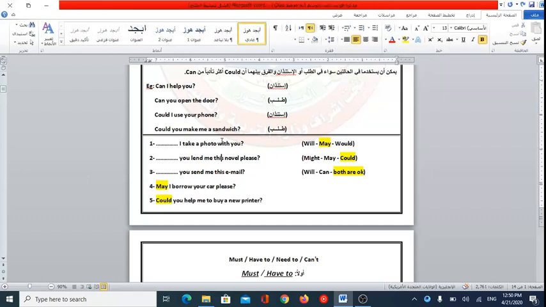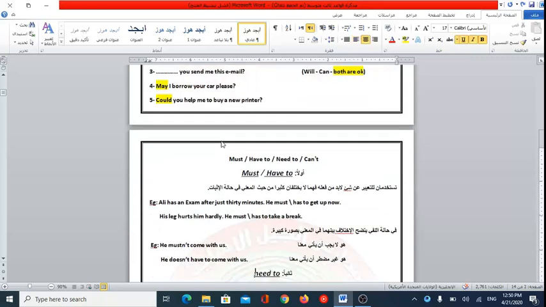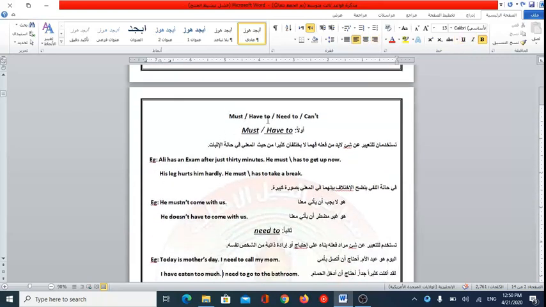So let's move to another part of our lesson. Must, have to, need to, and can't. Let's know the usage of these modal verbs. Must, have to. تستخدمان للتعبير عن شيء لا بد من فعله، وهما لا يختلفان كثيرا من حيث المعنى في حالة الإثبات. Must and have to are equal in the affirmative form.